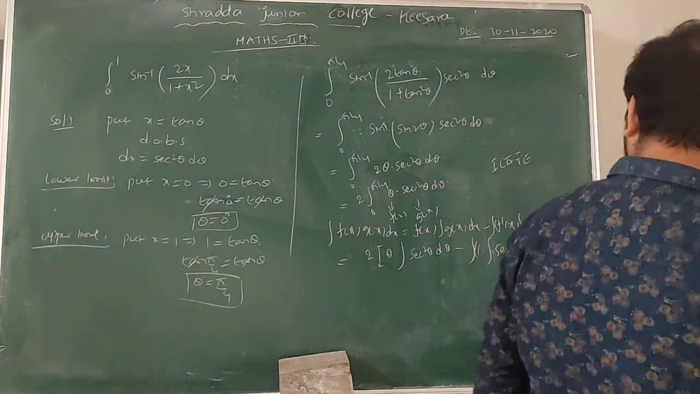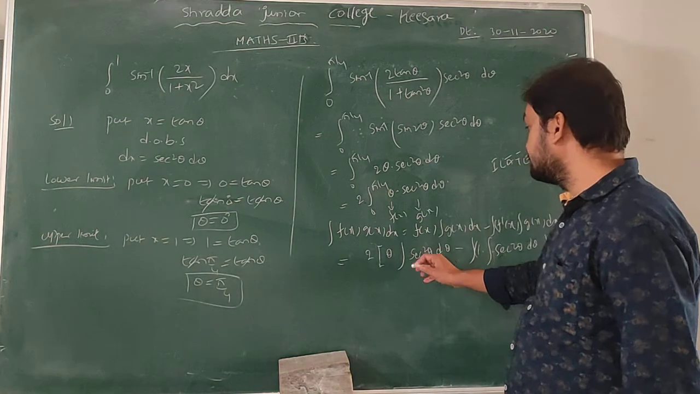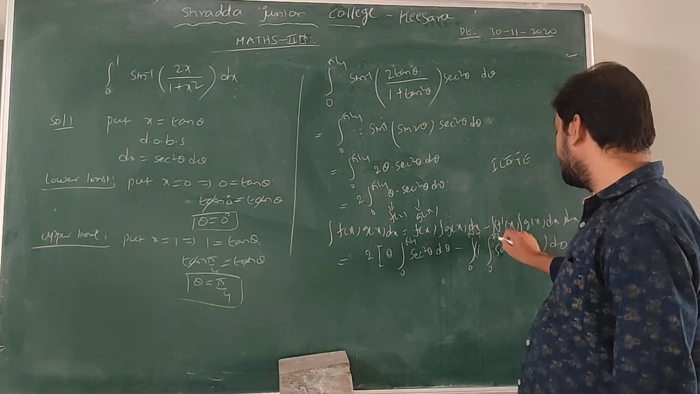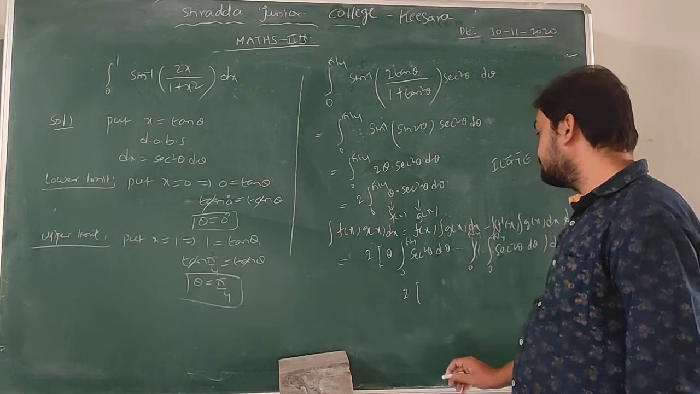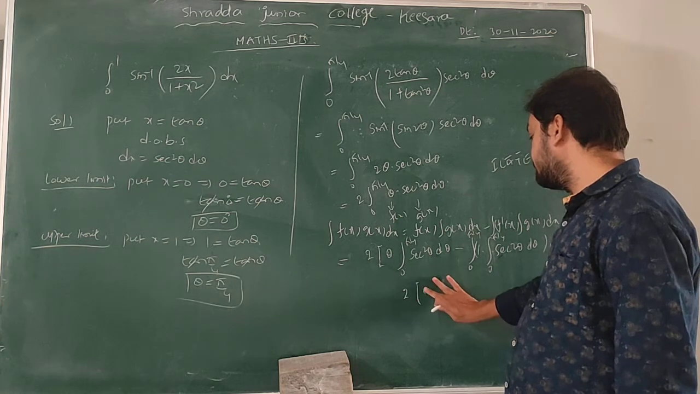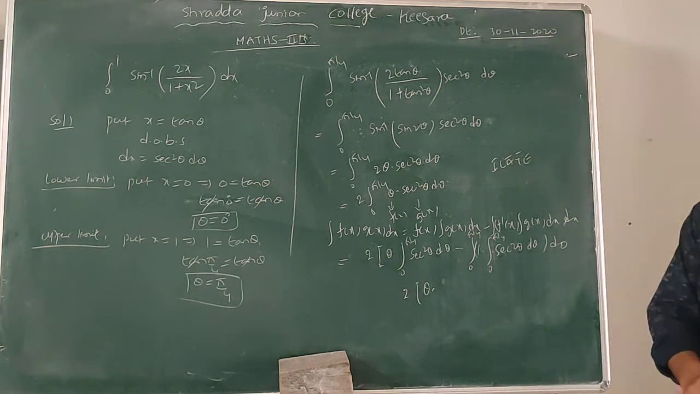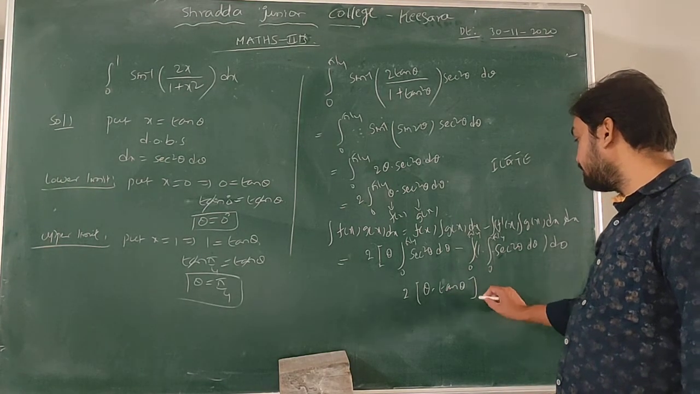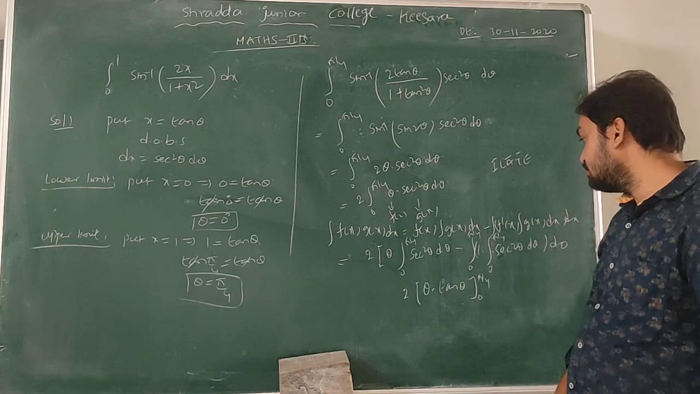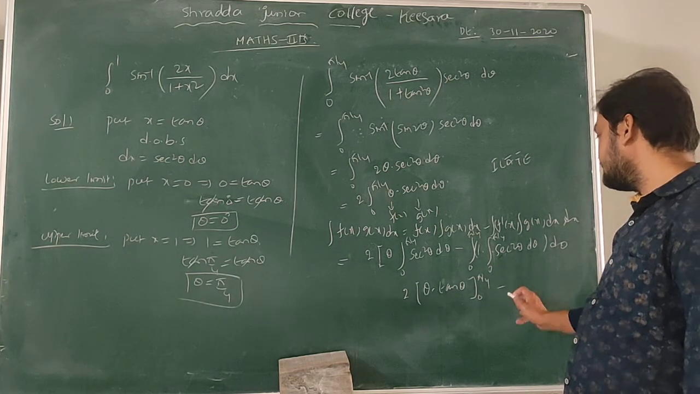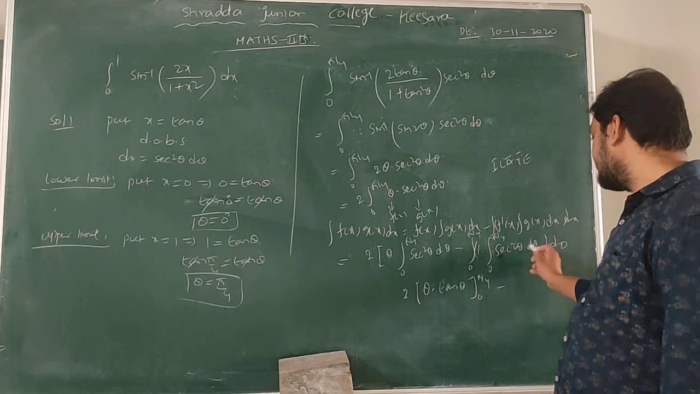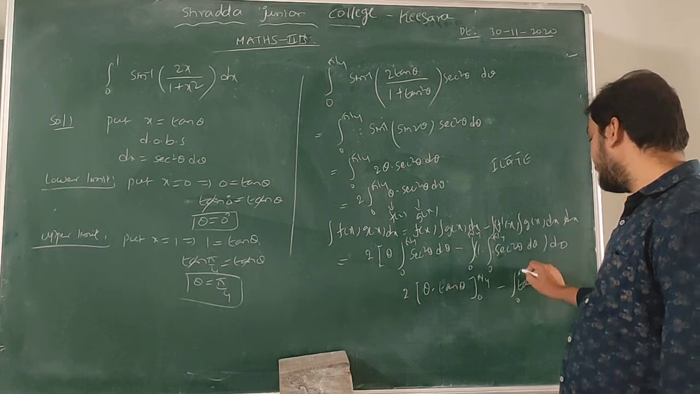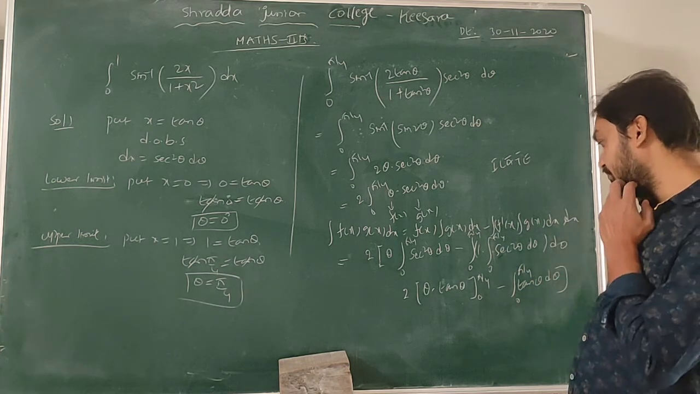So now, 0 to pi by 4. So now 2 into theta into integration secant square theta d theta, but that is tan theta. Apply the limits, that is 0 to pi by 4, minus integration secant square theta d theta, which is nothing but tan theta d theta. Apply the limits, that is 0 to pi by 4.